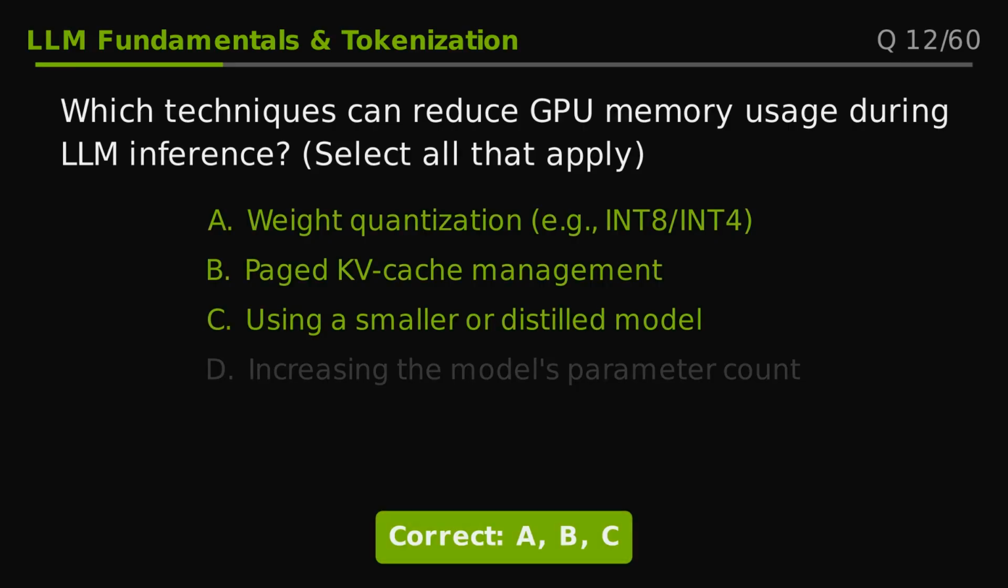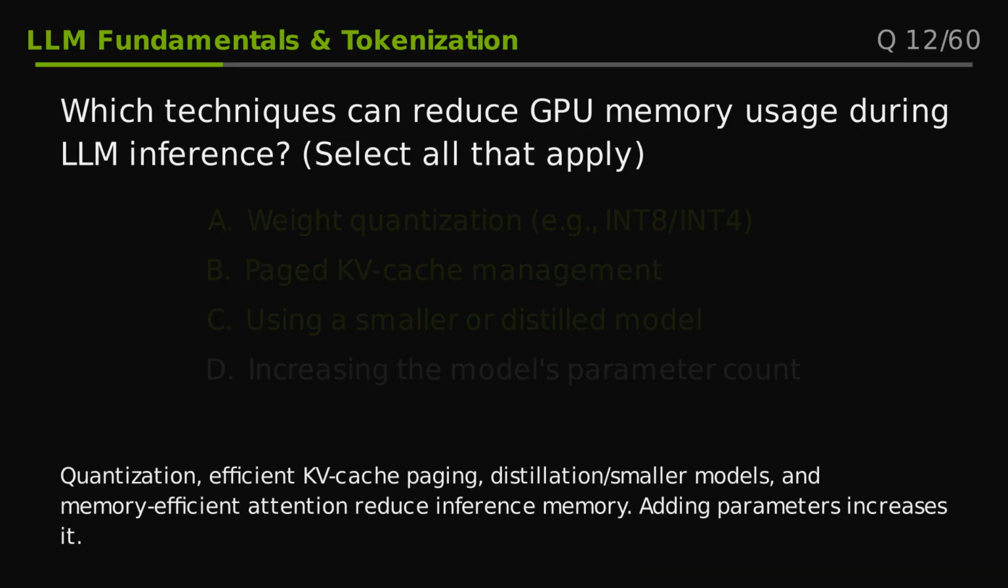The correct answers are A and B. Quantization, efficient KV cache paging, distillation to smaller models, and memory-efficient attention reduce inference memory. Widening parameters increases it. Next section.